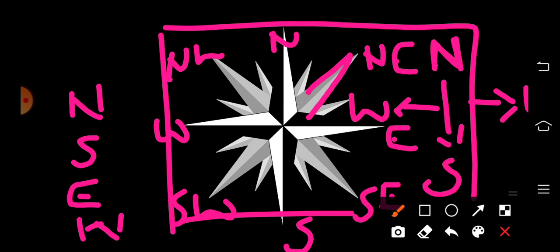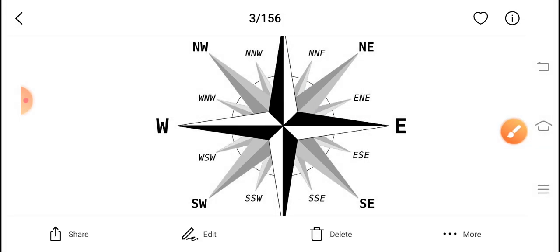So it is also very important to find out the directions on the map. Is it clear? So we can see different directions here. North, south, east and west, the four cardinal points, and northwest between north and west, southwest between south and west, then southeast between south and east, and northeast between north and east.